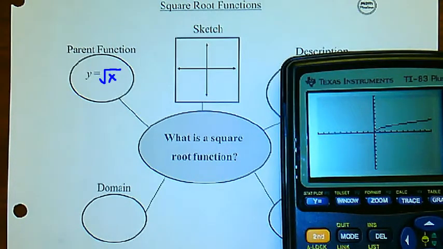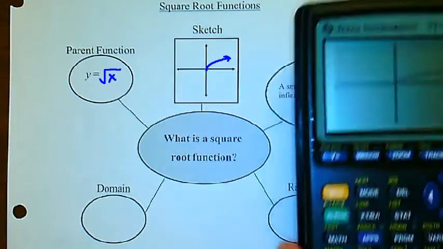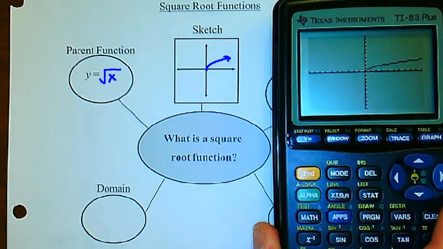Okay, now your sketch, if it ever says sketch, we don't need points. So we know it's going to be starting at 0, 0, and then it's kind of going like this. Okay, again, I just want you to have a little sketch going. Okay, and we'll talk about that in a minute. The next thing, let's talk about the domain and range.